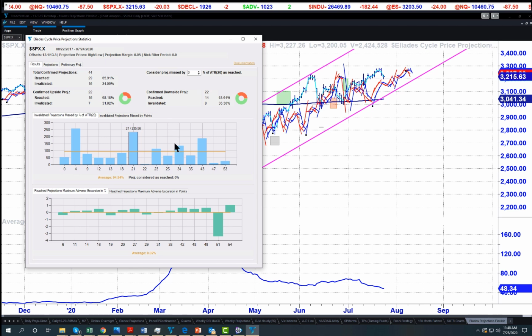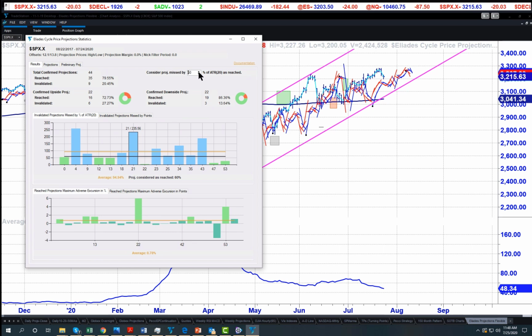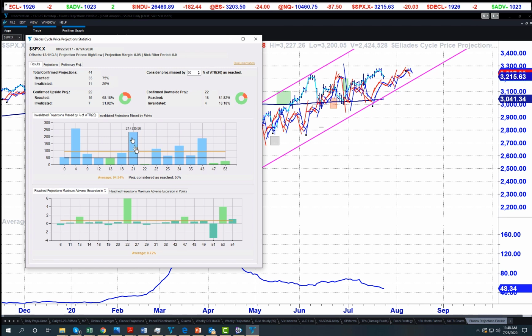But this is important that I showed you this, because now watch how you can change using this box, how that starts to change significantly once you get up to 60%. Okay, that brings it up almost to 80% reached. 50% of ATR brings you up to 75. But I wanted to show you the interrelationship of how all of these things change when you change your offsets, when you change your NIC filters, when you change your projection margins, when you change either close or high lows. These are all interrelated, and you just have a huge box full of statistical probabilities you can look at that should help you enormously in your trading.